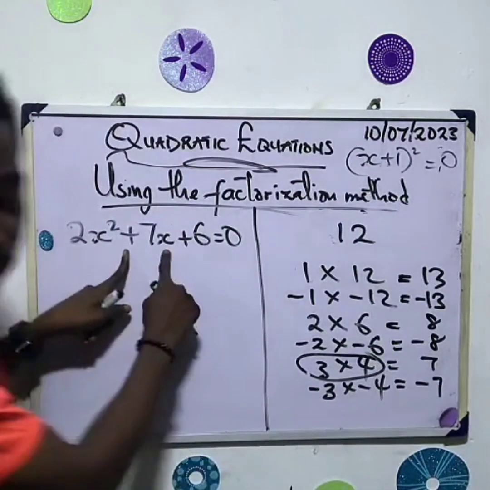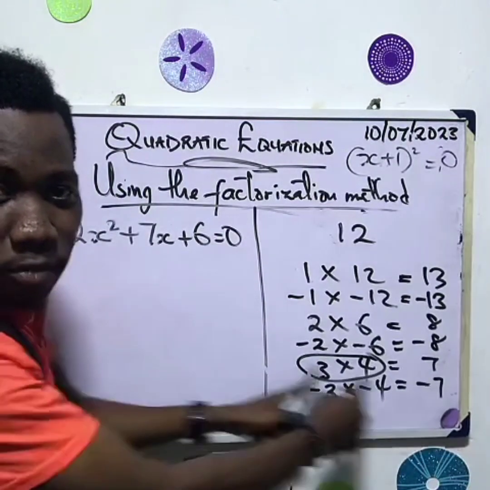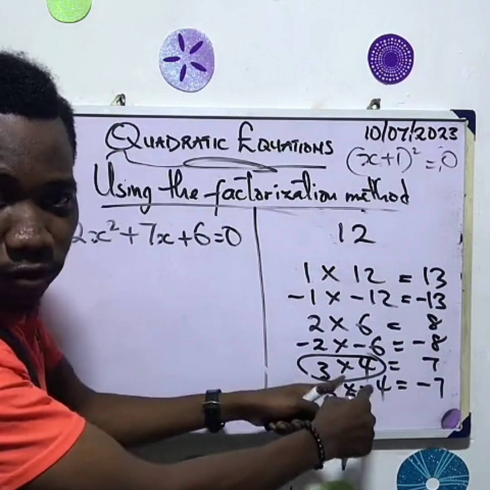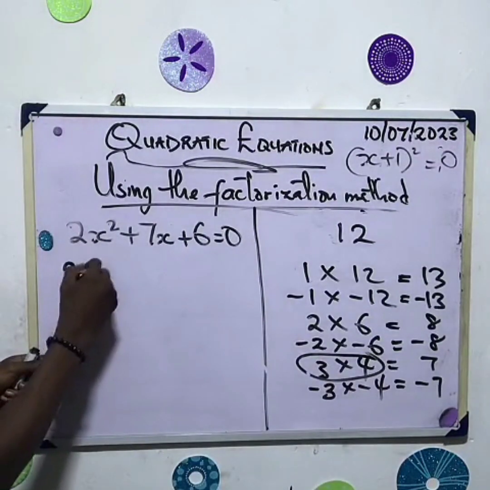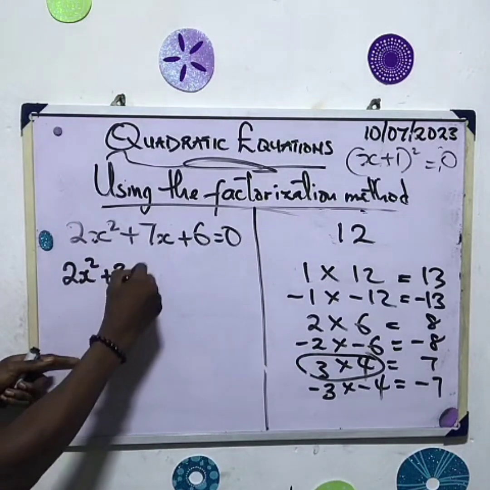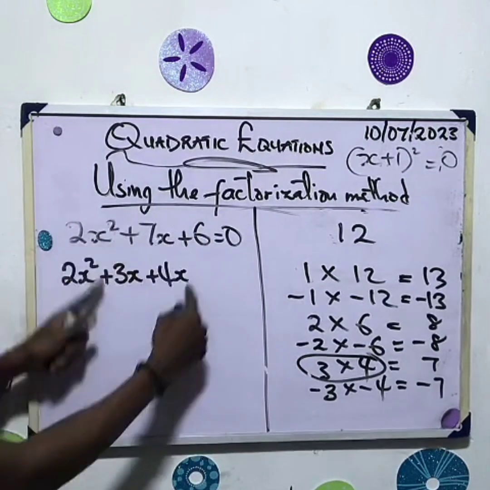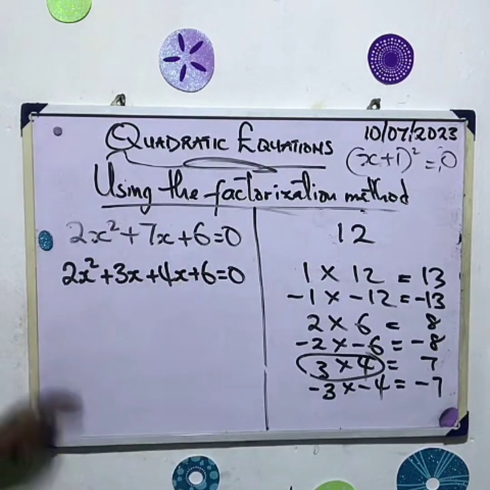Good. Now, what's the next thing? We'll break down this 7x to become 3x plus 4x, because we have plus 3 plus 4. So we have 2x squared plus 3x plus 4x plus 6 equals 0. We've been able to break this down now, right? So now what's the next thing?